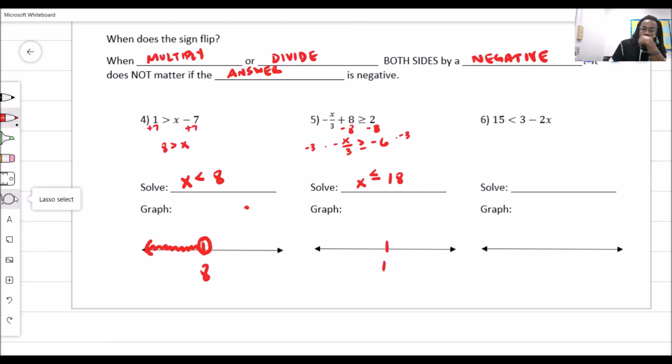As I graph it, 18 here is that boundary. It's a closed circle because it's "or equal to," and it's going to the left.